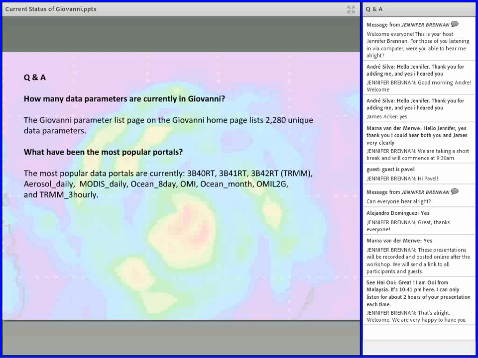So just a couple of questions I came up with that people might ask. We have a parameter listing page, and when you count up all the data products we've got in there, we get 2,280, which is, I think, fairly impressive.